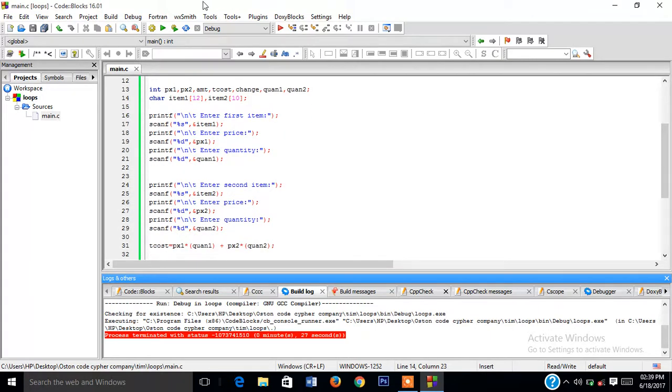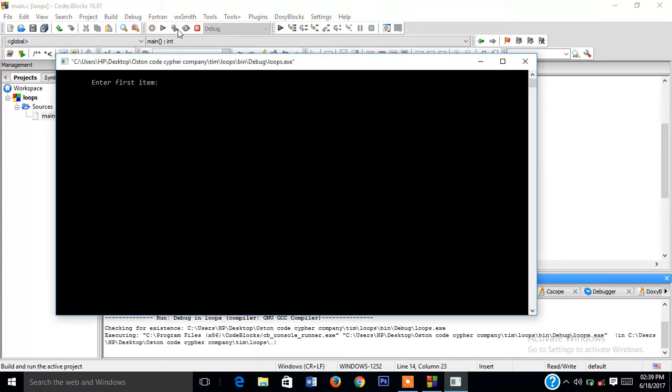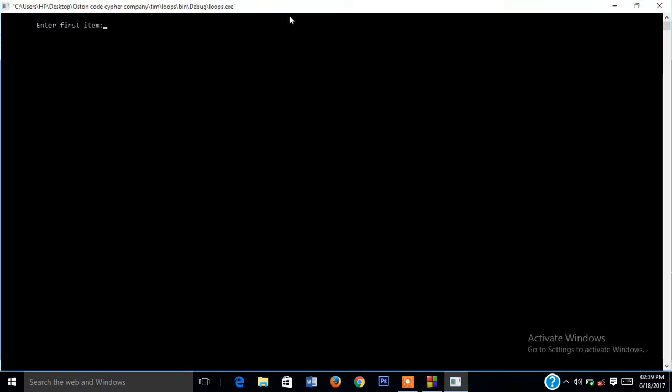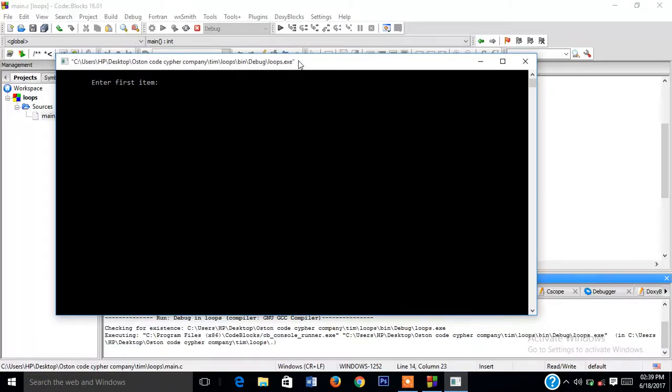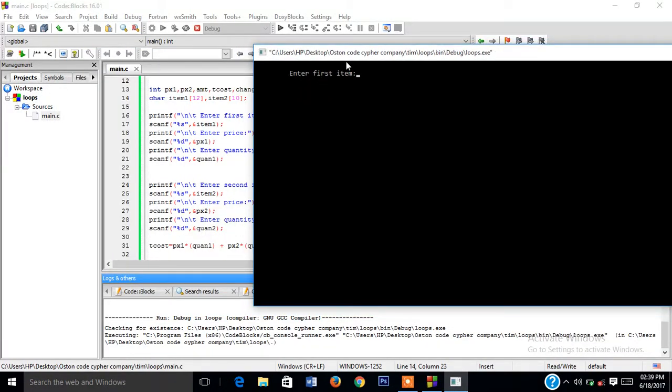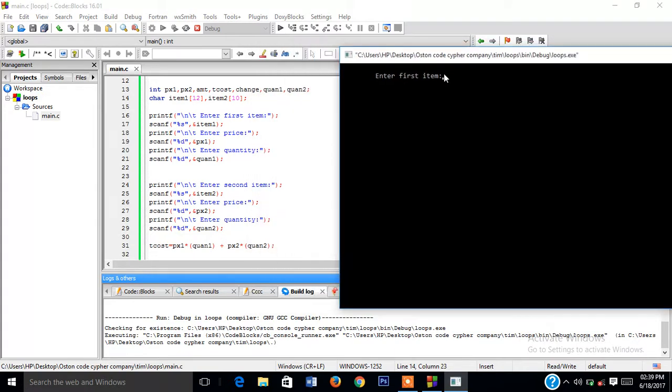I'm going to run this code and see. Here, the user is asked to enter the first item. Let's say he was taking cars, and the price of each car is 2 million Ugandan shillings. So how many cars are you taking? This rich man is taking 3.